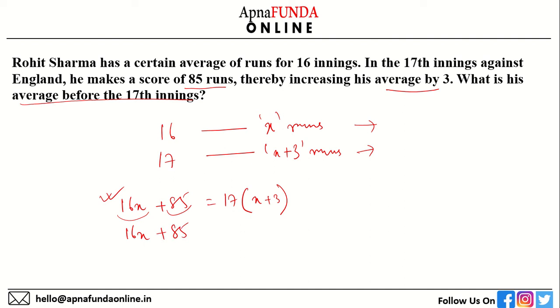16x plus 85 is equal to 17x plus 51. Correct? Solve for x. Your x will come to 34. This is the average before the 17th inning.